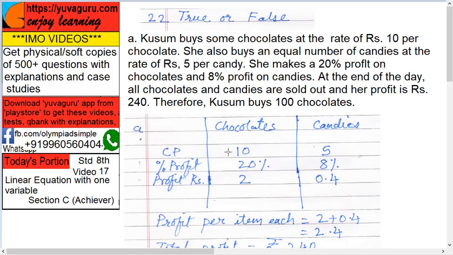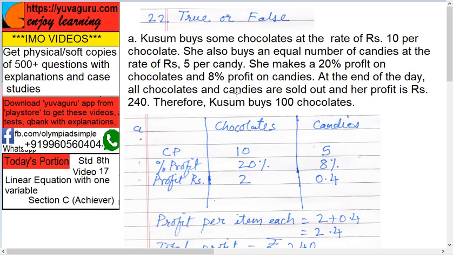Now what you have to do is find out the profit per piece in rupees. Okay. So how much will it be? 20% on 10 rupees, so it will be 2. 8% on 5 rupees, so it will be 40 paise, that is 0.4 rupees. Okay. Now this is the profit per chocolate and per candy. Now the total profit she makes is 240. So if she sells one chocolate and one candy, the total profit which she makes is 2 rupees plus 0.4. So 2.4, right? So 2.4 rupees is the profit per chocolate and candy sold together.